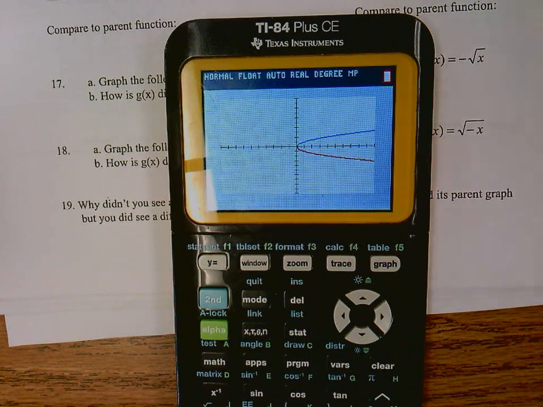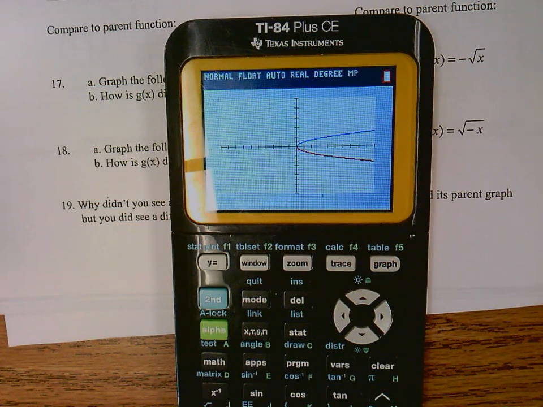Does anybody need help getting it to show up on their calculator? You do second square root. Yep, okay. And then in the second one, negative. We're just doing 17 and 19. Second square root. And then if you hit graph, does anybody else need help?